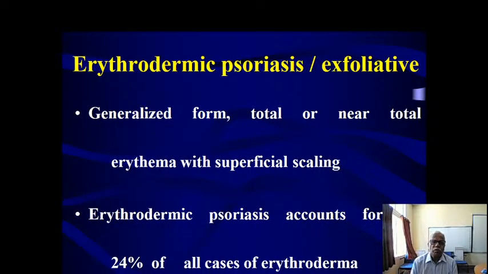Then we have the most important dreadful complication of psoriasis, that is erythrodermic psoriasis or exfoliative dermatitis. Exfoliative dermatitis is the terminology used in the UK, whereas erythrodermic psoriasis is used in the US. So this is a generalized form, total or near total erythema with superficial scaling. This accounts for about 20% of all erythrodermic diseases. Psoriatic erythroderma accounts for 20% of all cases of erythroderma.